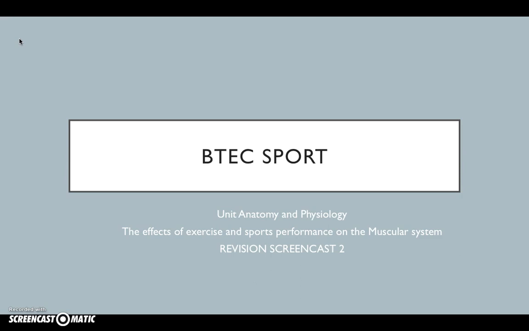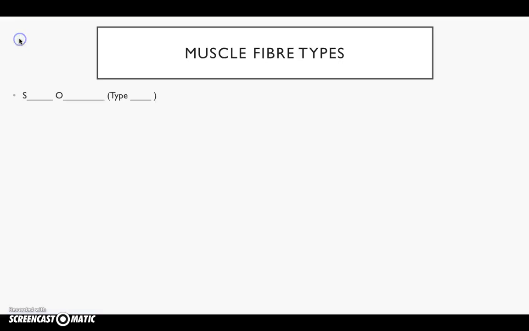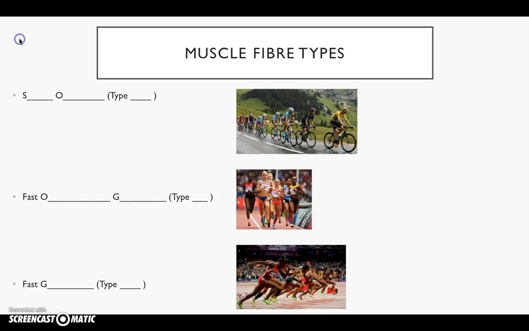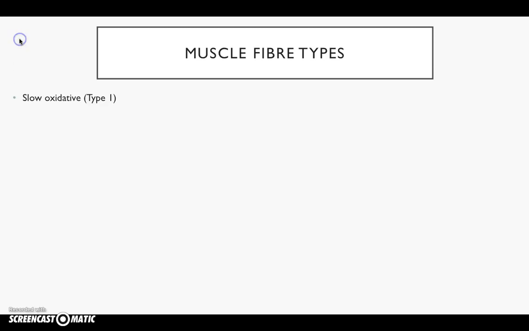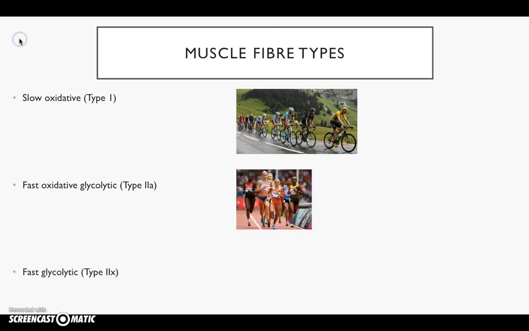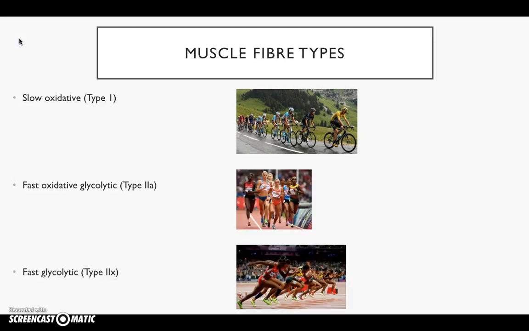So if we just get into it, we've got 3 different muscle fibre types. Can you just pause this and get those down, please, for me? So you've got slow oxidative, type 1, fast oxidative glycolytic, type 2A, and fast glycolytic, type 2X. Now, you can just know these as slow twitch type 1, fast twitch type 2A, fast twitch type 2X. You don't necessarily need to remember the oxidative glycolytic, fast glycolytic.